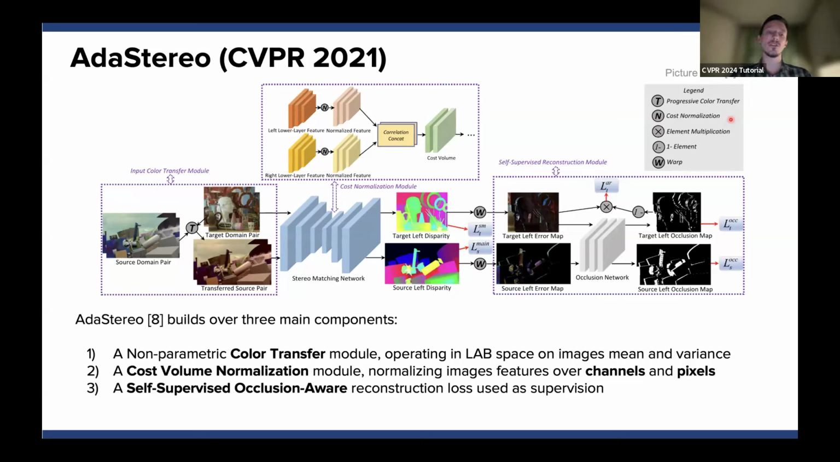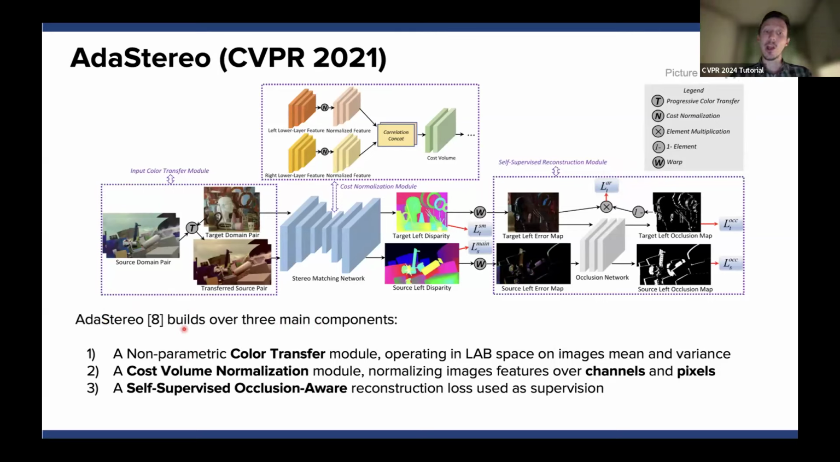And AdaStereo builds over three main components. The first one is a color transfer module, because that basically transfers the color properties from the source domain, which is the one for which we have ground truth labels, to those of the target domain and vice versa. In particular, what they do with this color transfer is to make the source domain images look more similar to the real images that we are going to process at test time. This way, we are going to obtain some strong supervision for the depth from the ground truth labels, still on images that have some properties common to those of the target domain.